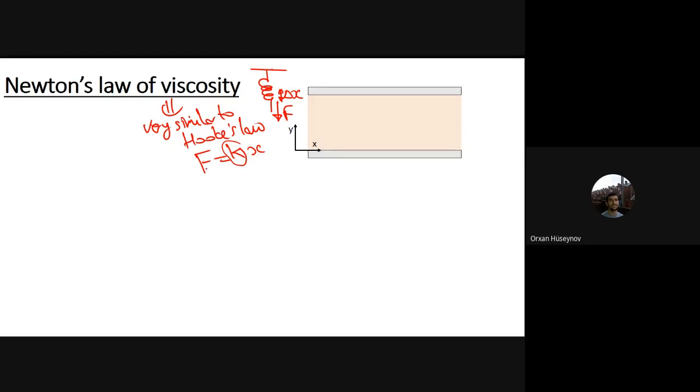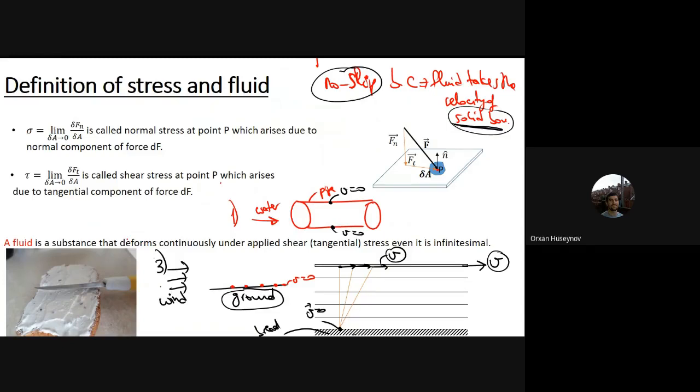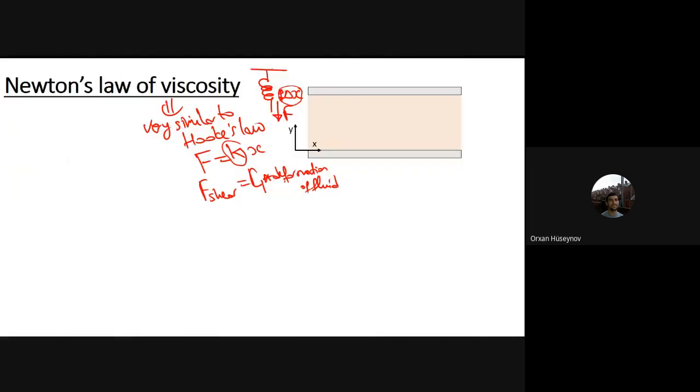But in this case, we don't have this tension or compression force. In fluids, we have F shear force. That shear force is proportional, with some coefficient C1, to the deformation of fluid. In solids, deformation shows itself as del x. When we say solids, we are talking about del x. But for fluids, as I said in our previous slide, it deforms continuously. For fluids, we don't have one constant amount of del x under applied force because del x increases continuously.